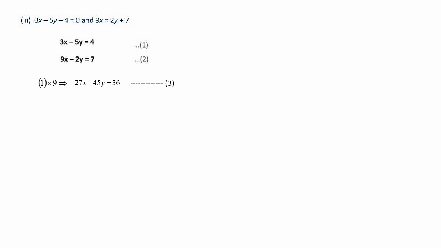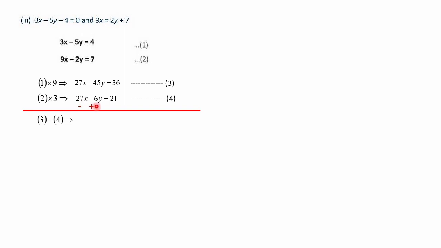Then the second equation we have to multiply with the first equation's coefficient, that is 3. So when you multiply 3 in the second equation, it comes as 27x minus 3 into 2 is 6y, is equal to 7 into 3 is 21. Label it as equation number 4. Now when you look, the coefficients are the same, 27x, here also 27x. If you want to eliminate, we have to subtract, that is 3 minus 4 implies, change the sign: plus 27 will come as minus 27, minus 6 will come as plus 6, plus 21 will come as minus 21.